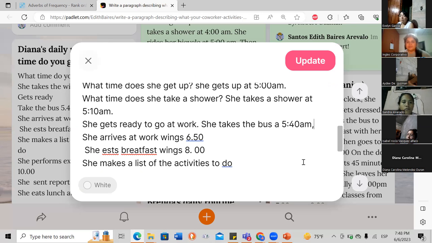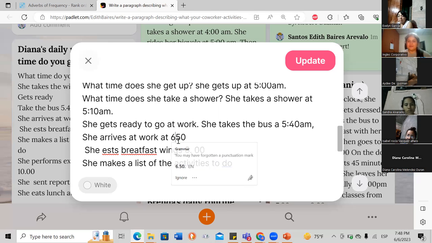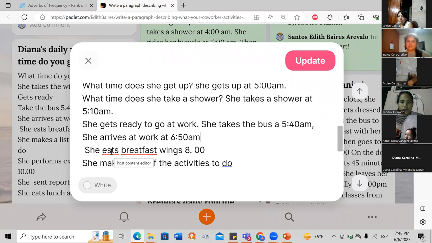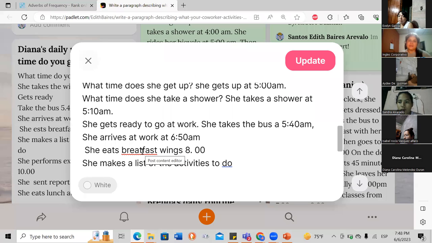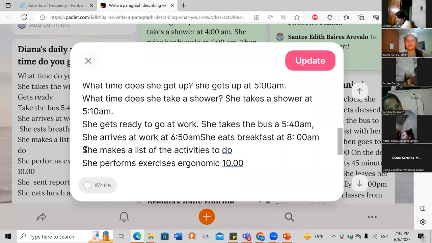Then she arrives at work at 6:50 a.m. She eats. ¿Cómo sería el verbo eat? E-A-T-S. She eats breakfast at 8 a.m. Okay. Vamos a hacer un párrafo a estas oraciones.